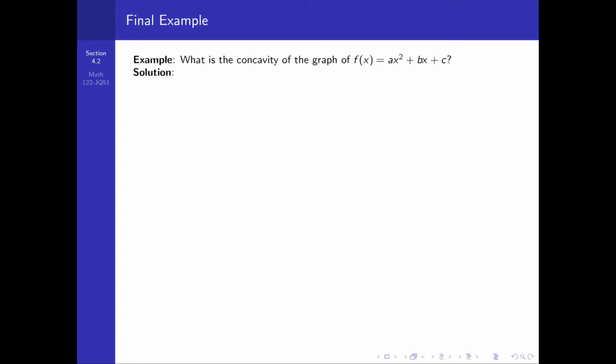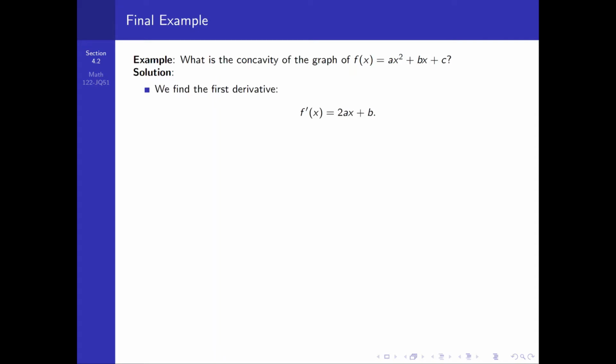Okay, and here is our final example for this section. So just another example of finding inflection points and saying some things about the behavior of functions using inflection points. So our question here is, what is the concavity of the graph of this function f of x equals ax squared plus bx plus c? So this is just the general form of a quadratic polynomial, and the graph of this function is always going to look like a parabola. So this is the general equation for a parabola in the plane.